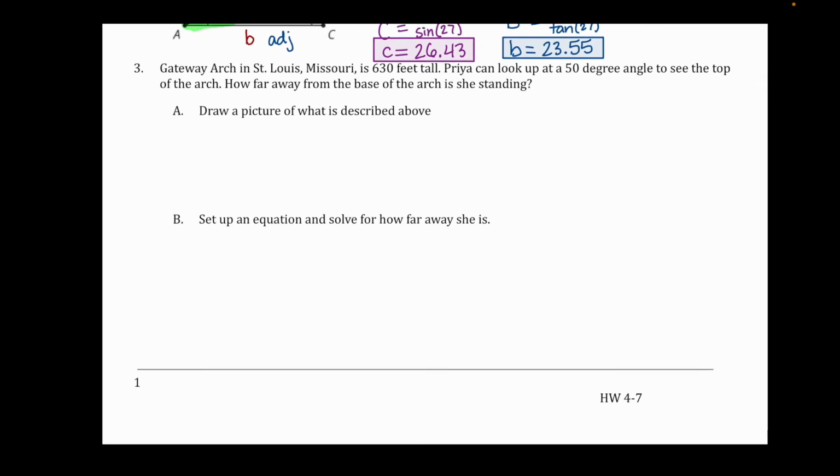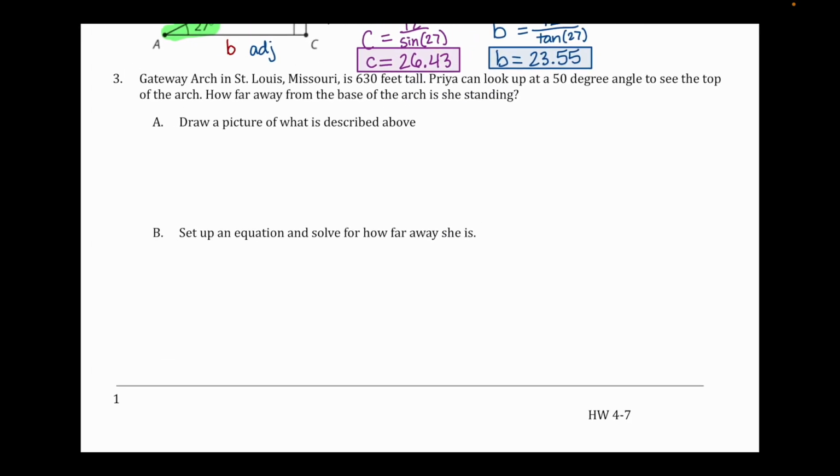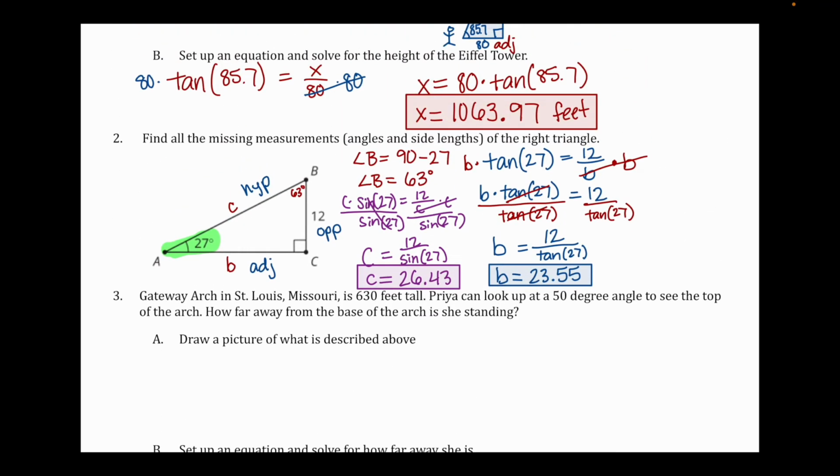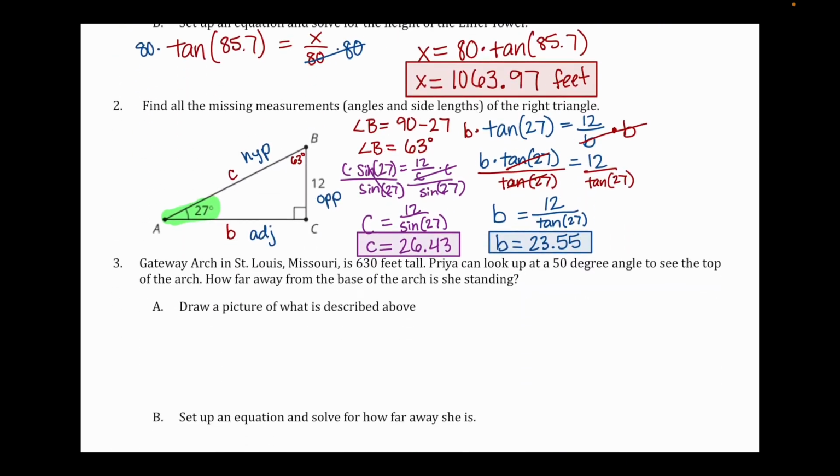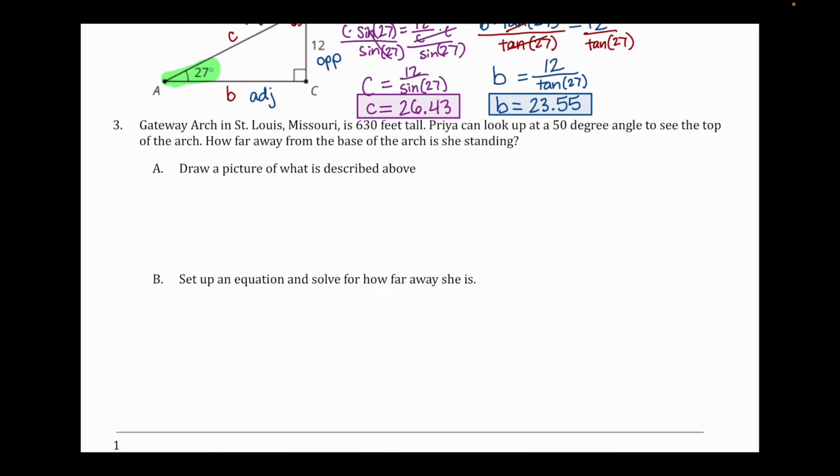That brings us to question 3, which is the last one on the front part of this homework. So we have the Gateway Arch in St. Louis, Missouri, and Priya is looking up at a 50-degree angle to see the top. Was it Priya in the first one? No, it's Mai. So Mai is visiting Paris, but Priya is visiting the Gateway Arch in St. Louis. We know that it's 630 feet tall. We want to know how far away she is. So different from Mai, because we knew how far Mai was away. With Priya, we just know how tall the arch is.